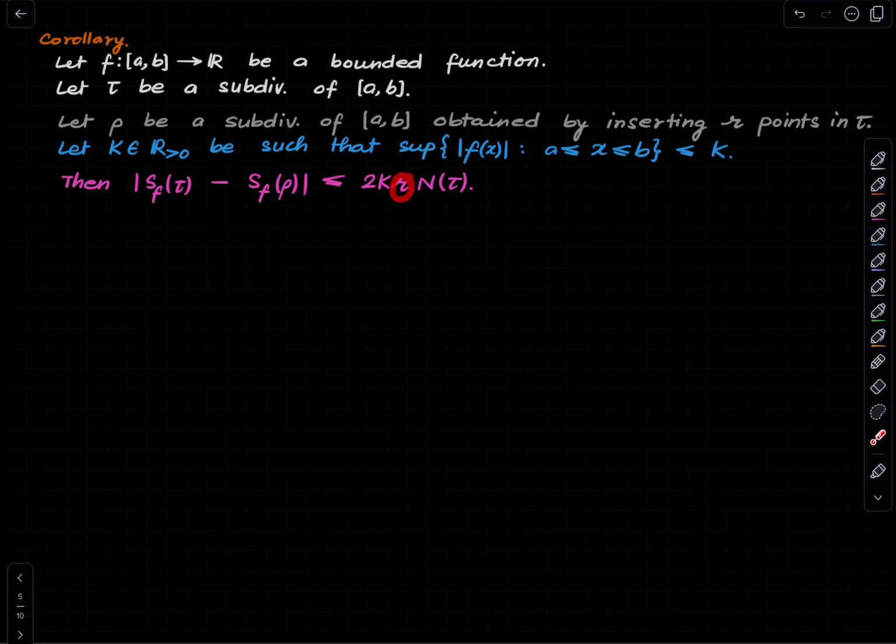So just this r comes, and to prove it, you can just use induction. Inductively, you can enter r points. You start with tau, you enter one of those r points, you get tau 1, you enter another point, you get tau 2, and at the end you will end up with rho. Every time you apply the previous bound, and you will get this inequality very easily.